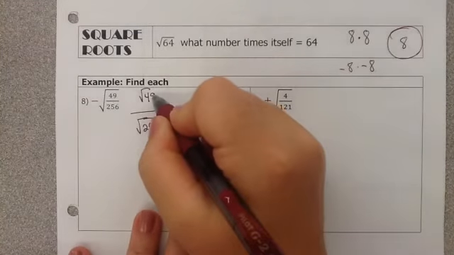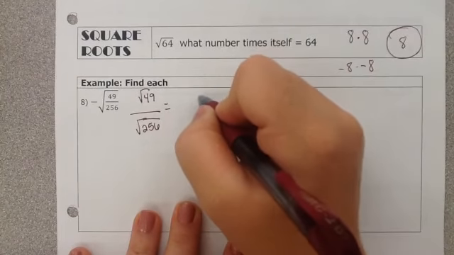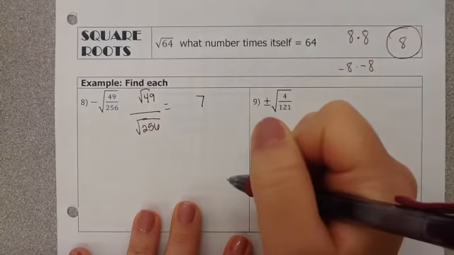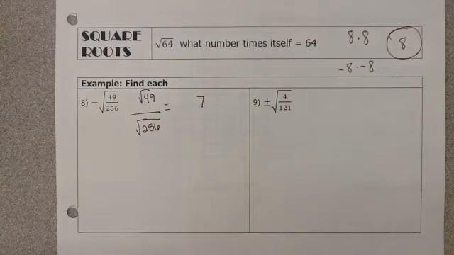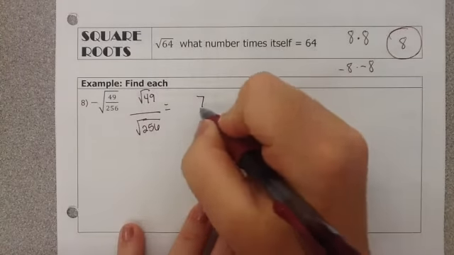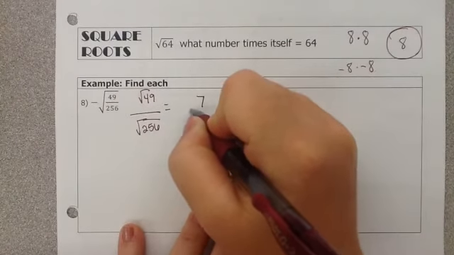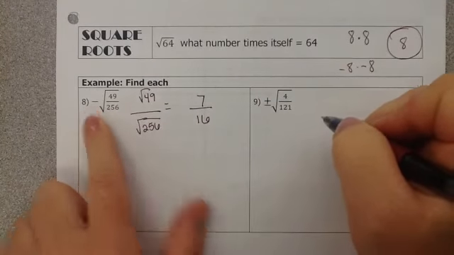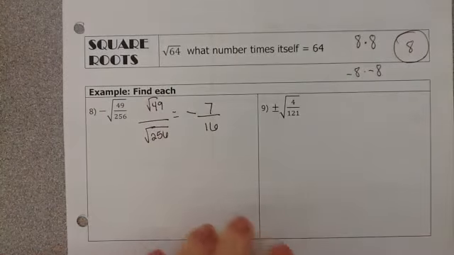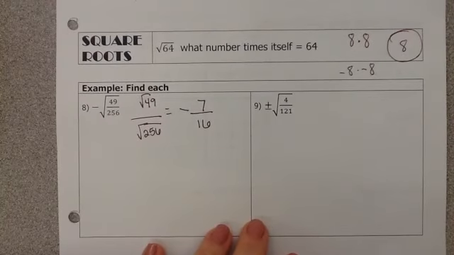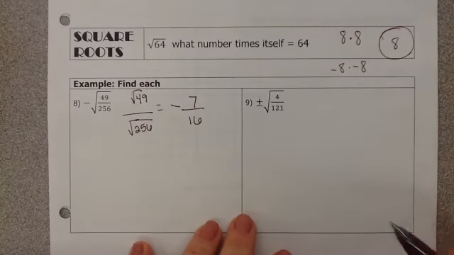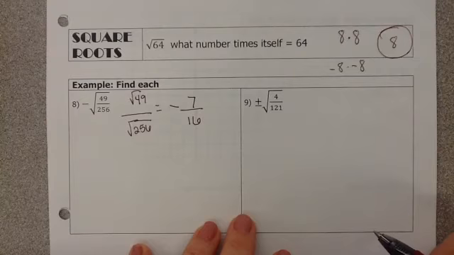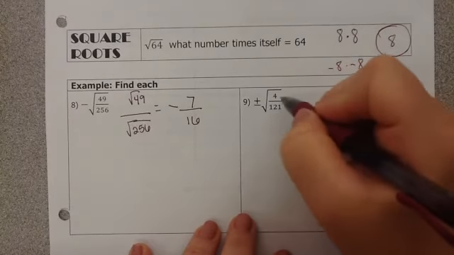What times itself gives you 49? 7. What times itself gives you 256? Type it in a calculator if you need to. 16. And since it has a negative in front, it wants the negative option. Try this next one on your own. Let's see how you did.